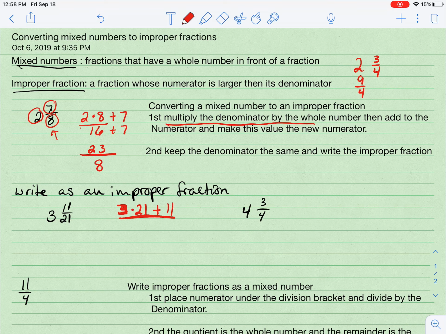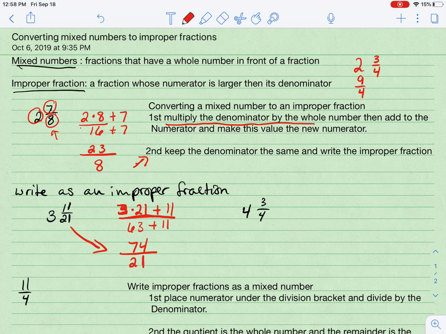Okay, so 3 times 21 is 63, plus 11. So 63 plus 11 is 74. So we've got our new numerator, and then for the second part, we just keep the denominator. Our denominator here was 21, so we're going to bring that down. And there we've rewritten this mixed number as an improper fraction.